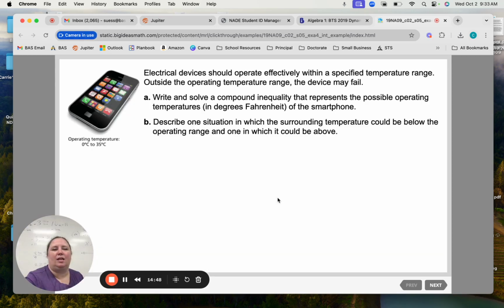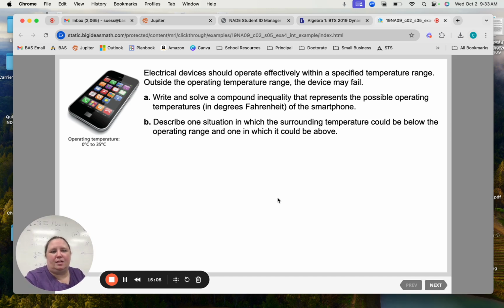Example 4. Electrical devices should operate effectively within a specified temperature range. Outside the operating temperature range, the device may fail. You guys seen your phones do the, it's too hot, and it won't work? Especially when you're charging it sometimes. Yeah, in the car. Yeah.